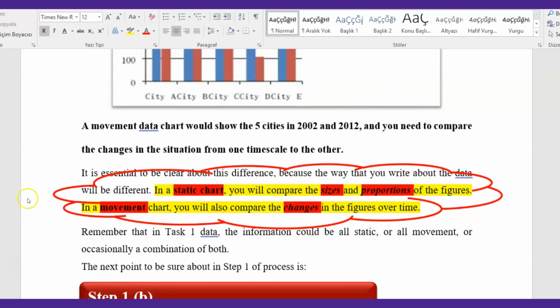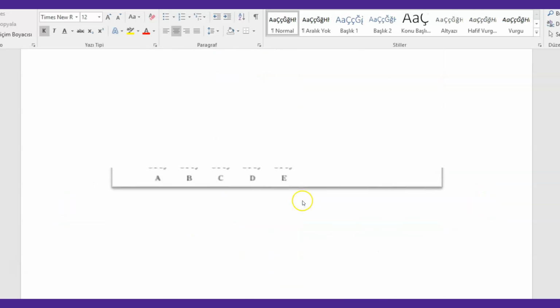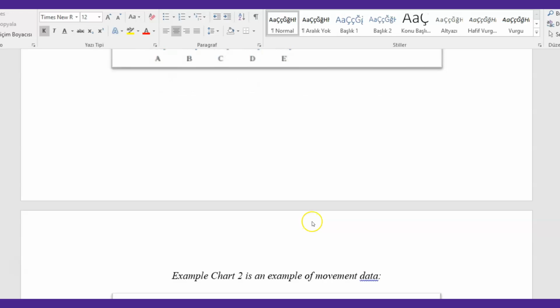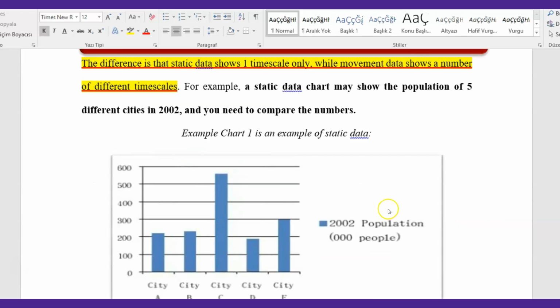Okay, here is important. It's essential to be clear about this difference because the way you write about the data will be different. In a static chart, actually, we are going to focus on size, okay? Size as well as changes, right? As well as proportions, percentages, okay? The difference between them, right?